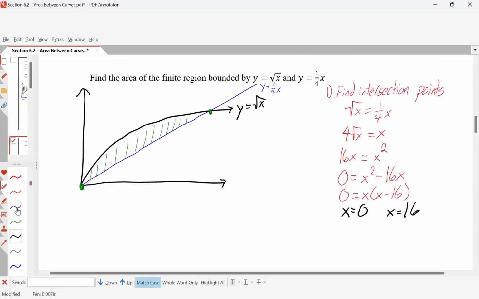This leaves us with the y coordinates. When x is 0, we have the square root of 0. So y equals 0. And when x is 16, we have the square root of 16. So y is 4. So we have 0,0, which we could easily see from our graphs is one of the intersection points. And we have 16,4 as the other intersection point.